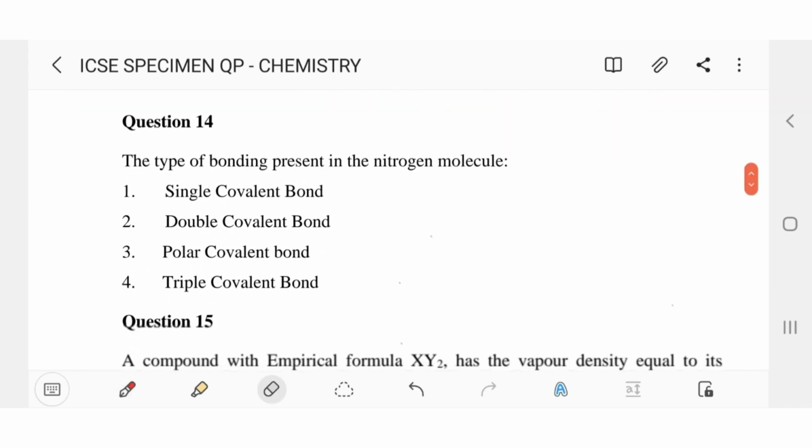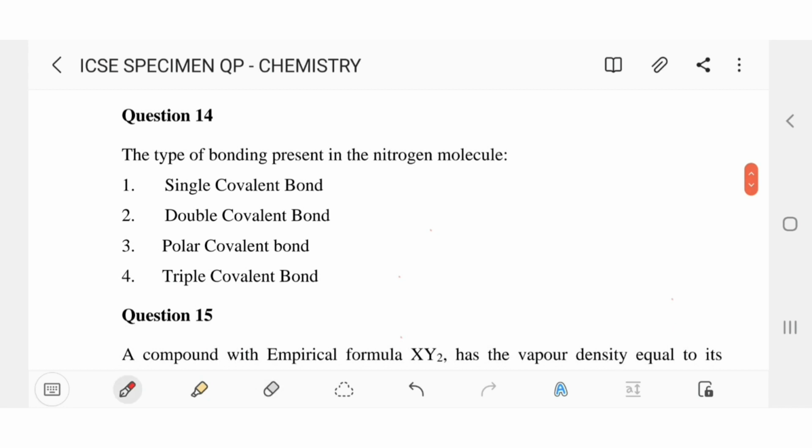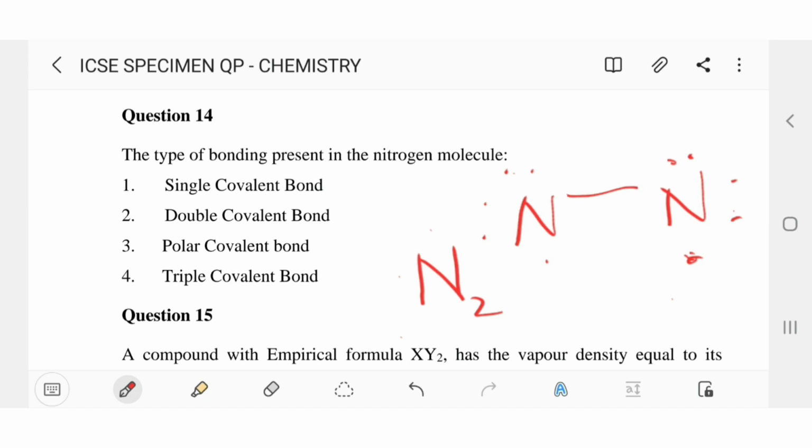Now, question number 14. The type of bond present in the nitrogen molecule. Nitrogen means N2, so 2 nitrogen atoms will be present, and each nitrogen atom has 5 valence electrons: 1, 2, 3, 4, 5, and 1, 2, 3, 4, 5 here also. How many more electrons are needed to have the noble gas configuration? 3. So each nitrogen shares 3 electrons with the other, and thus a triple bond is formed.